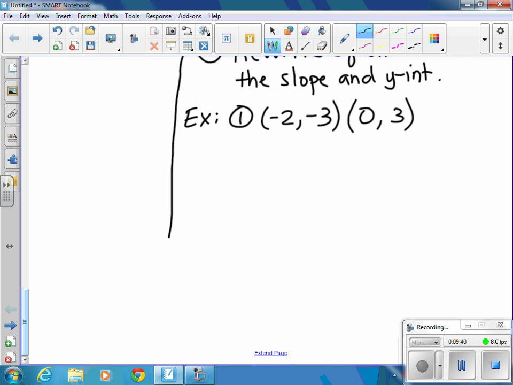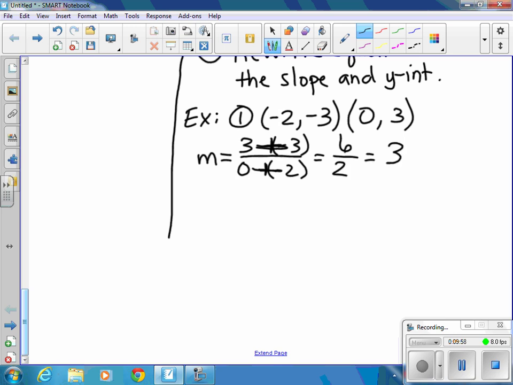Right? So the first thing we have to do is find the slope. So we have m equals y2 would be 3 minus -3 on top. Bottom would say 0 minus -2. Clean up your double signs. Okay, 3 plus 3 is going to give you 6. 0 plus 2 is going to give you 2. So your final m value is 3.